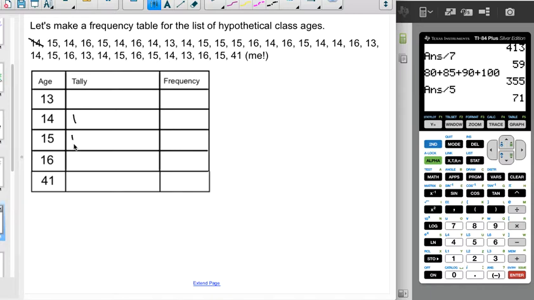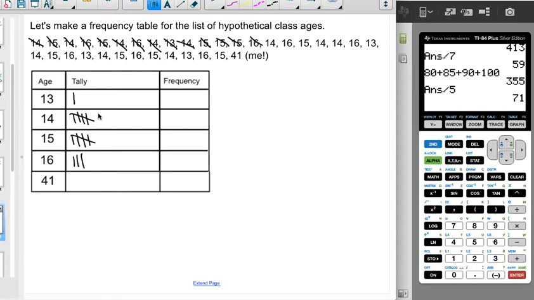I see a 15, I put a tally mark. I see a 14, I see a 16, 15. And yes, this is tedious, but it's a lot less tedious than the other options. 16, 14, and I'll show you what I mean by that in a minute. 13, another 14. When you hit 5 on tally marks, you cross through it to show that you hit 5. 15, 2 more 15s. I'm just going to go ahead and do that now. I see a 16.